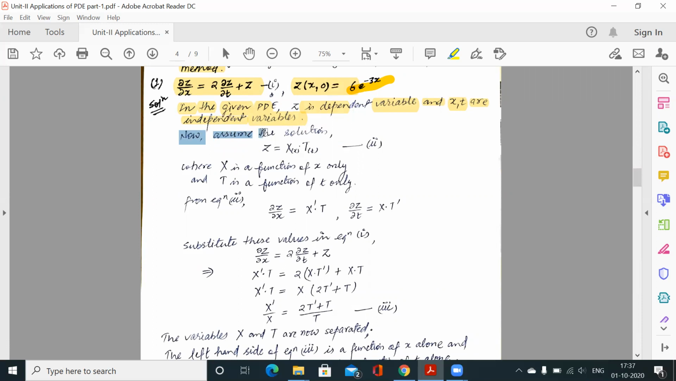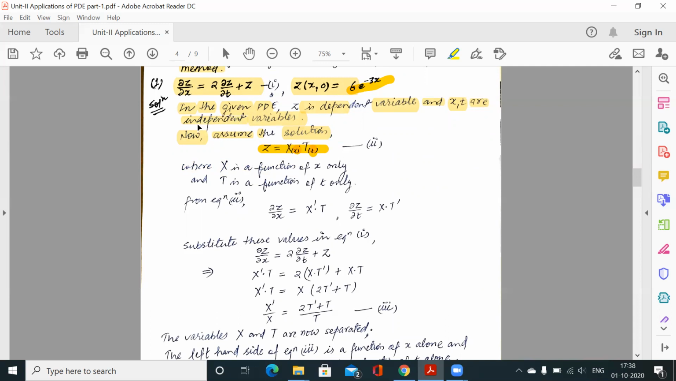So we have two independent variables, which means the assumed solution would be Z, the dependent variable, equal to a product of two functions, one of one independent variable and another of the other independent variable. So capital X into capital T, because we have two independent variables, small x and small t. So we have assumed our solution as a product of two functions. One function is of x alone and the second function is of t alone. Now what is the next step in the separation of variables method? We have to substitute this solution in the given PDE.